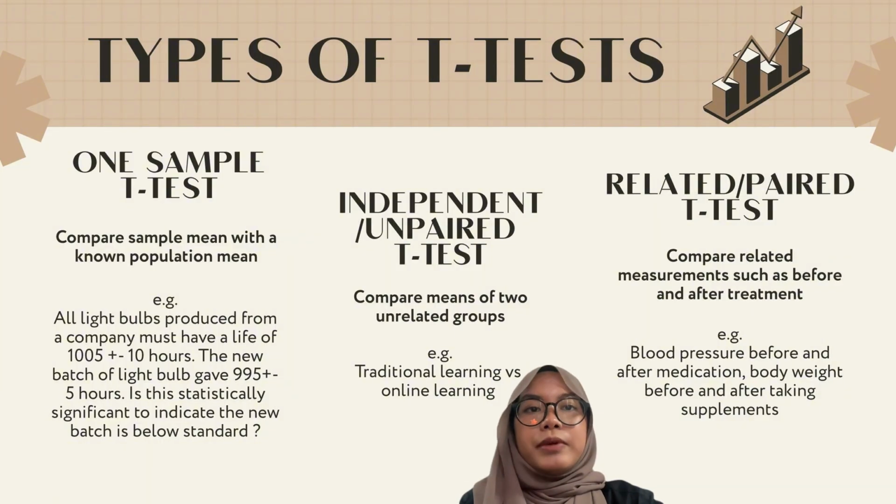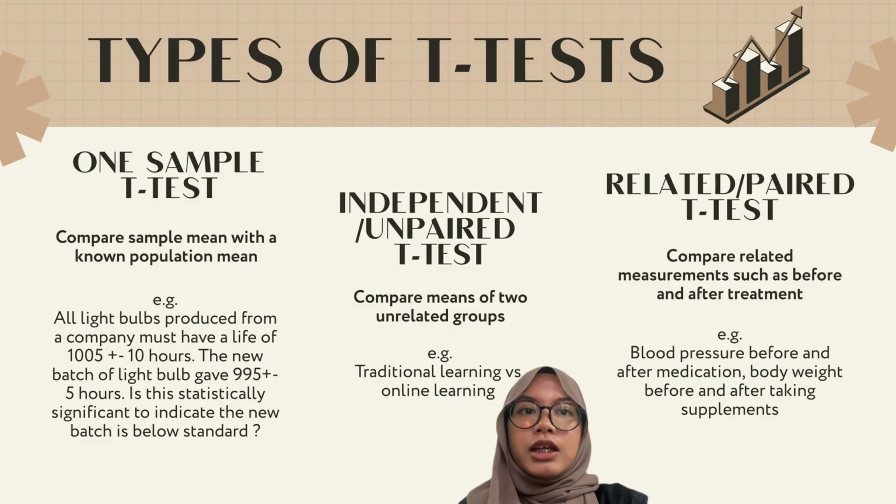And the last one is the related or paired t-test. Unlike the independent t-test, this test involves measurements taken from the same subjects at two different times. For example, researchers may compare blood pressure before and after medication, or body weight before and after taking supplements. Since the measurements are obtained from the same individuals, the observations are considered related or paired. Therefore, a paired t-test is used to determine whether there is a significant change after treatment or intervention.